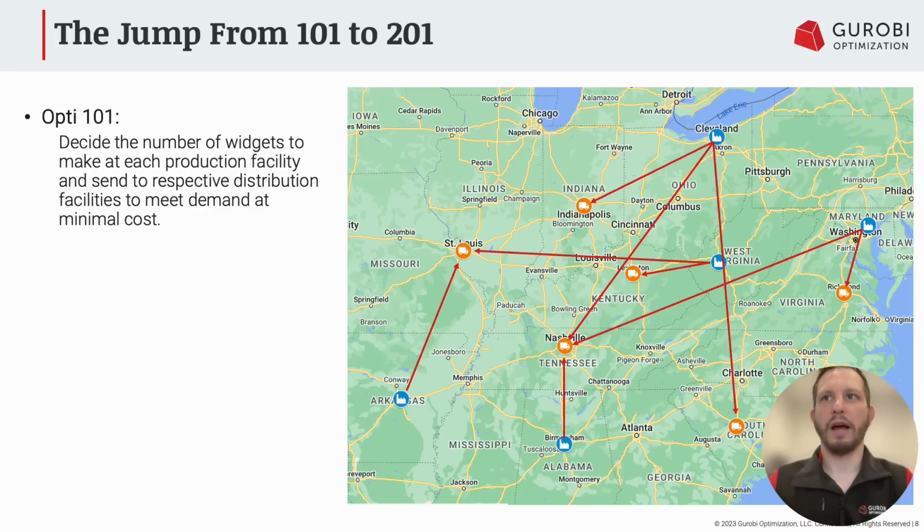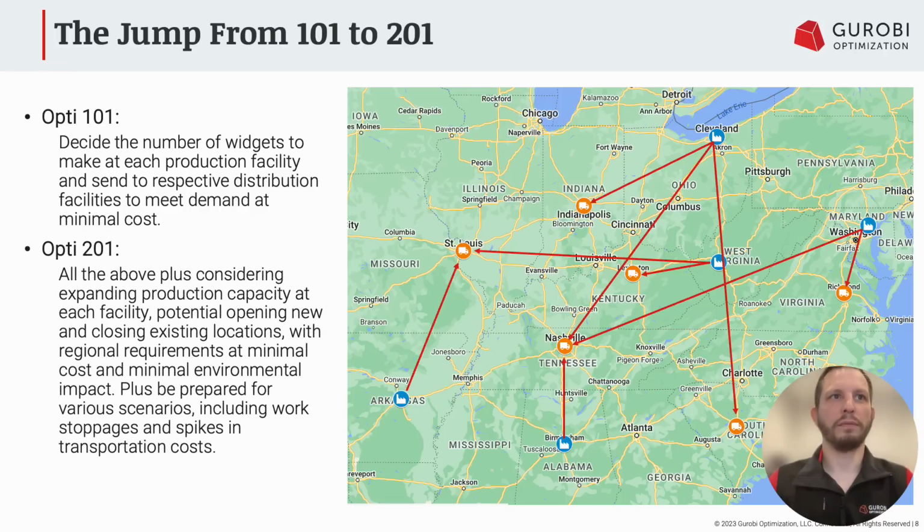And now what's popping up is a representation of the optimal solution, where we were sending widgets all over the place. Even that very long route from Cleveland to South Carolina was part of the optimal solution based off of our information. So what does solving a problem at a 201 level look like?